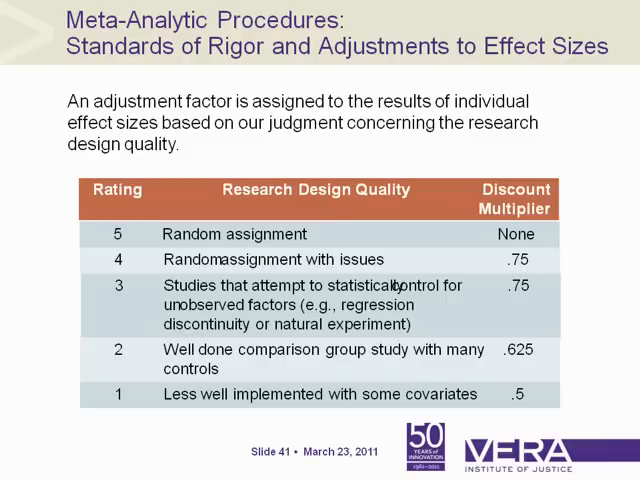So we do give random assignment studies a different treatment because the literature shows that research design quality actually has an effect on the strength of the effect size. Random assignment studies tend to find a smaller effect size, and less well-implemented quasi-experimental studies tend to find larger effect sizes. That's because, if you don't have a good comparison group, what's assumed to be the treatment effect might actually just be because the treatment group is more motivated.